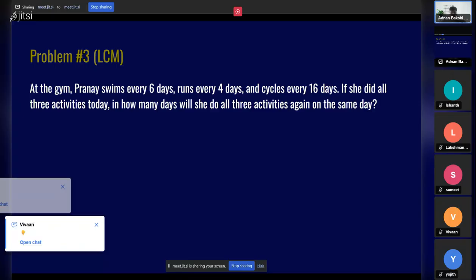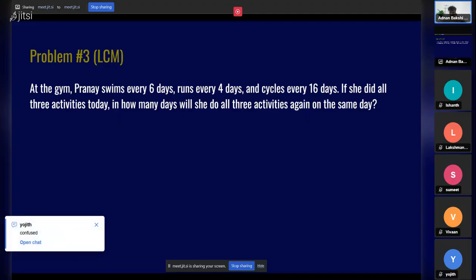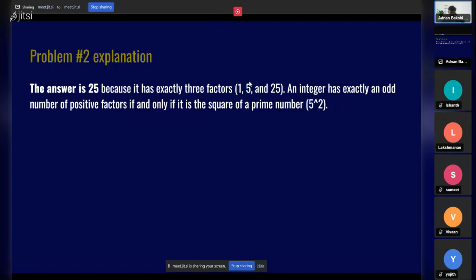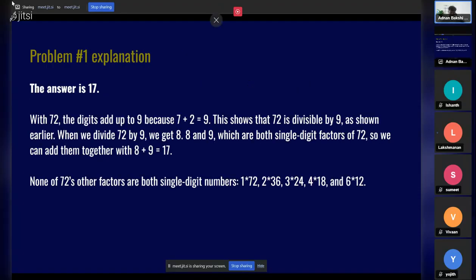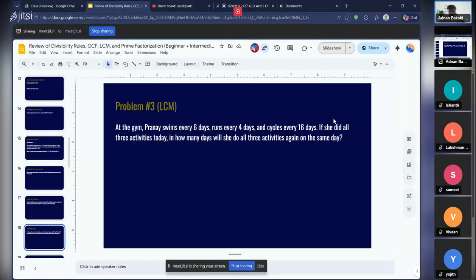Okay, so Lakshmanan, sorry, I don't know how to pronounce your name. I saw you finished the question. Can you tell us what you got for problem number three? 48. Let's check your answer. So he got 48.